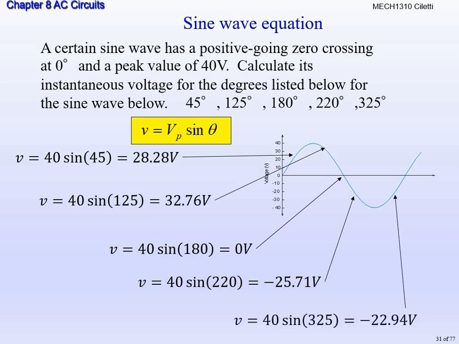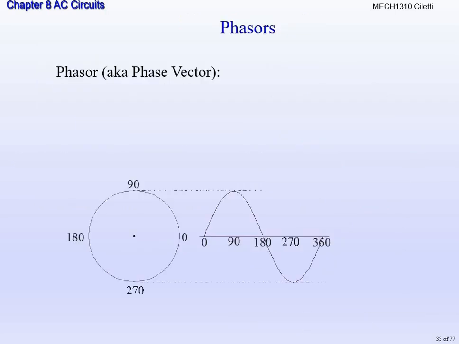And the last one, 325, is here. And then we return. We go back to 360, and we start all over. That's what's great about the sine wave: it oscillates over and over. Like I said earlier, this is why we use it in transmission lines. We can send this much longer distances. But I wanted to give you a view here of what's going on in this waveform and where exactly we are as we go through the different phase angles, okay?